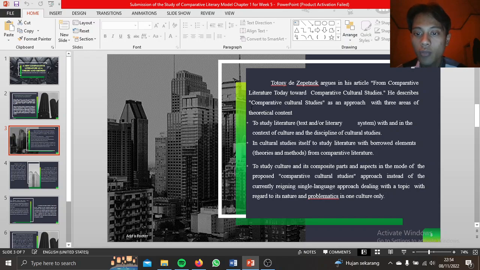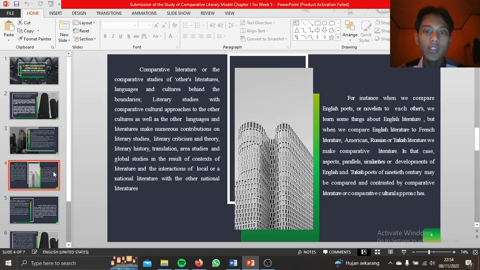To study culture and its composite parts and aspects in the mode of the proposed comparative cultural studies approach, instead of the currently prevailing single-language approach that deals with the topic with regard to its nature and problematics in one culture only. Comparative literature, or the comparative study of other literatures, languages, and cultures beyond the boundaries, makes numerous contributions to literary studies: literary criticism and theory, literary history, translation, area studies, and global studies. This is the result of the context of literature and the interaction of local or national literature with other national literatures.